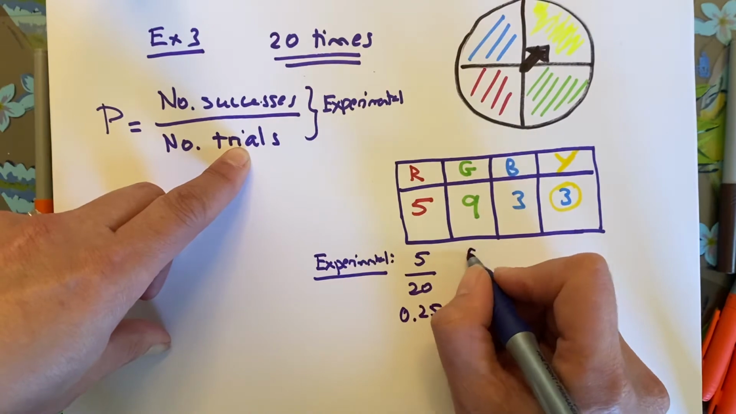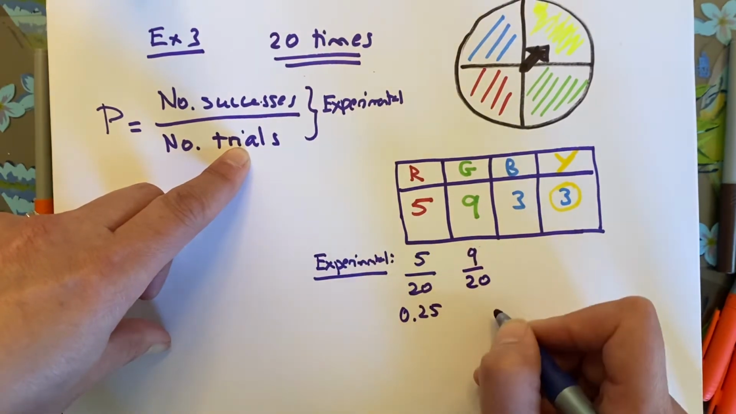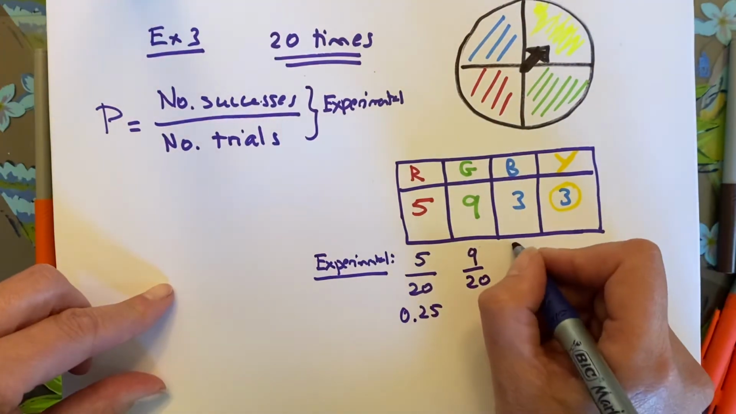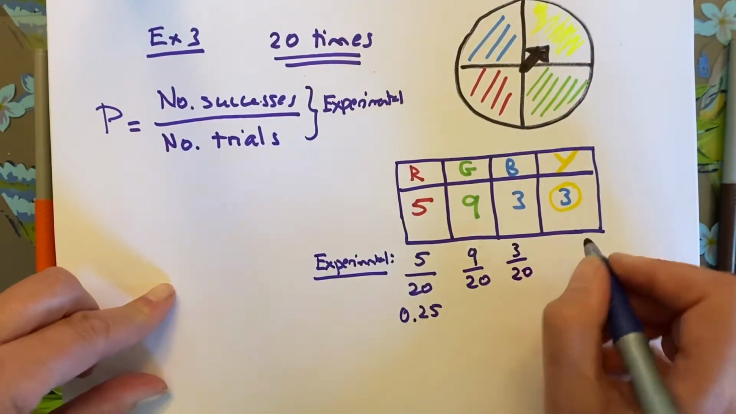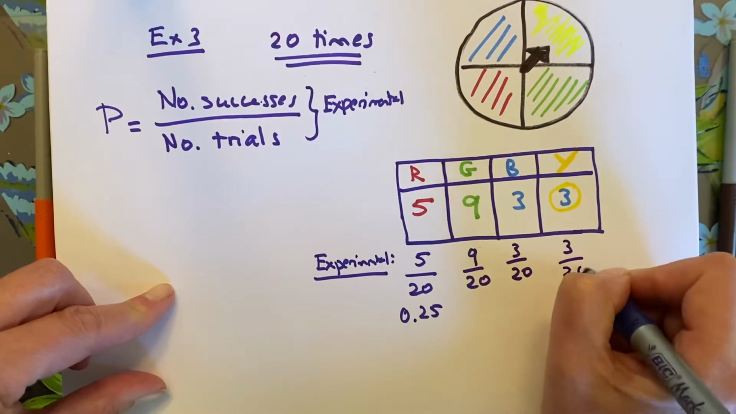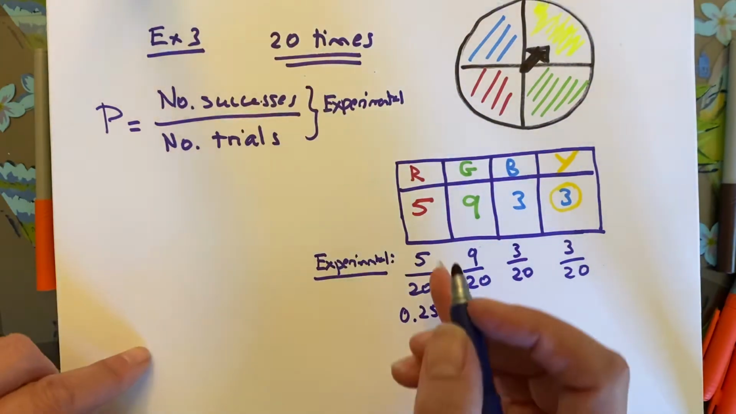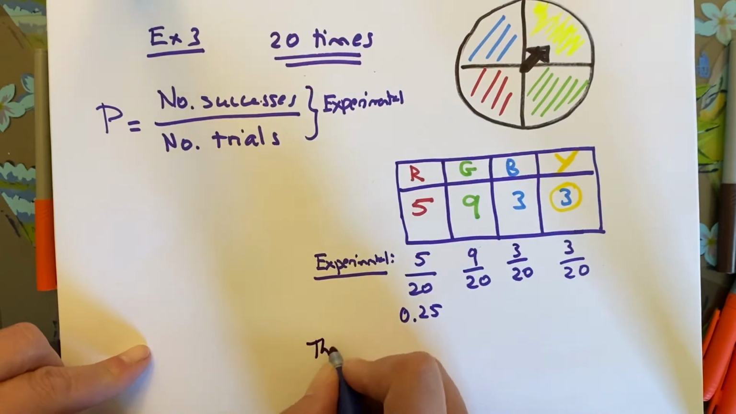Here it fell 9 times out of 20. And here it fell 3 times out of 20 and 3 times out of 20. Okay. Let's see. So this is experimental. Let's try theoretical.